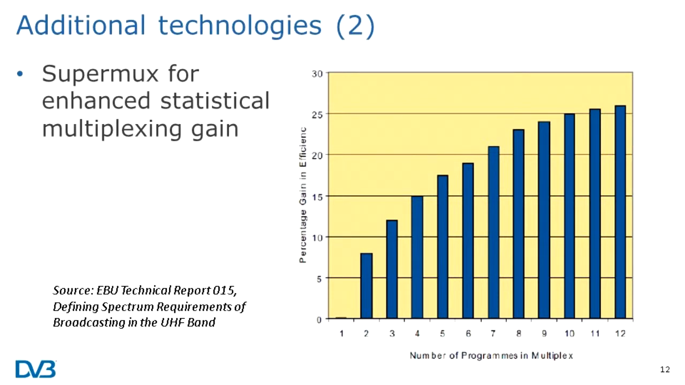So this says it's a good idea to be able to put into a statistical multiplexing group as many channels as you can get. Up to this sort of level here, you can get maybe 25% improvement. So that's worth having.